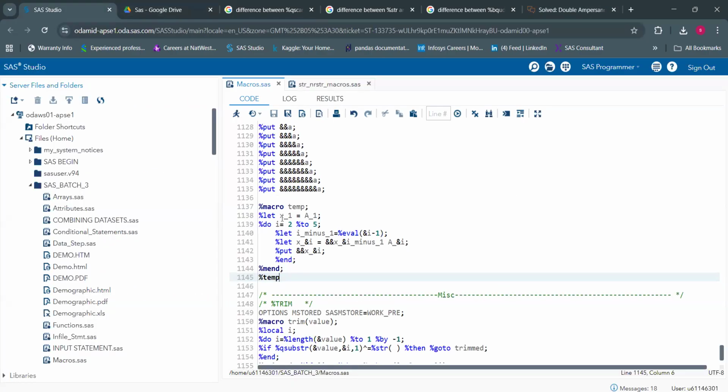x_1 equal to a_1. So i equals 2 to 5. Let i_minus_1 equal to %eval(&i - 1), and let x&i equal to &&x&i_minus_1 &&a_&i. Okay, let's try this one.